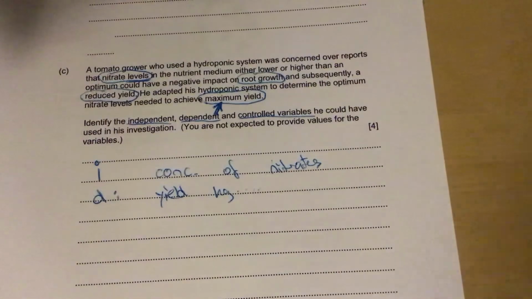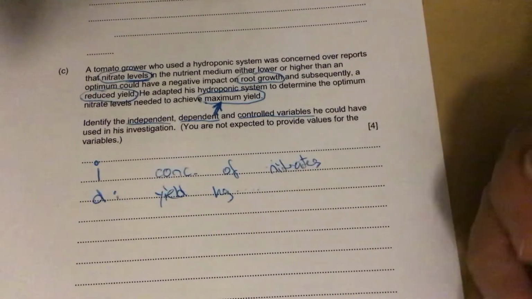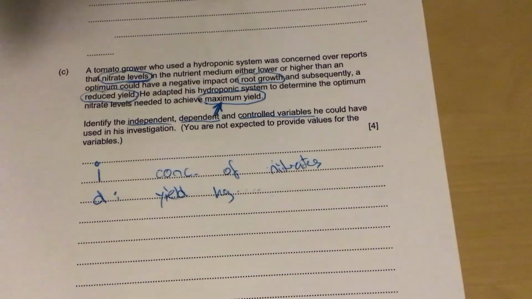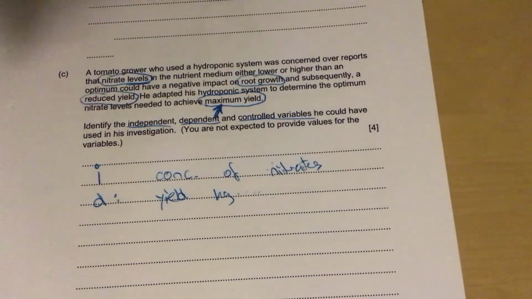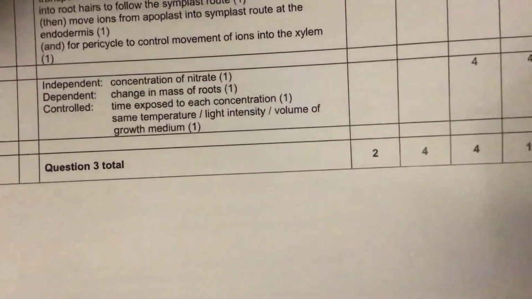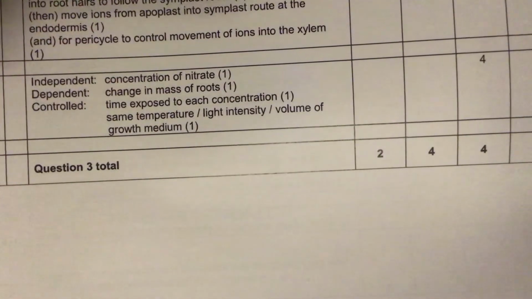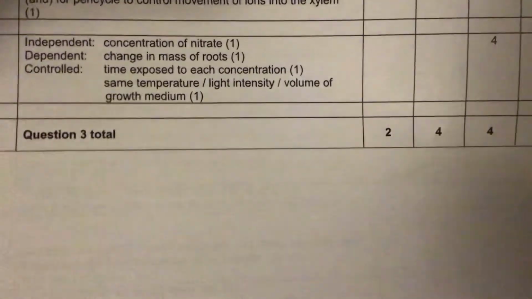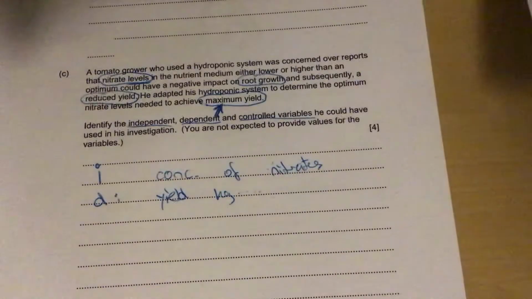For controls, so far 1 mark here, 1 mark there. For the controls, my word, the time exposed to each concentration, how much light, how much volume of growth solution you would have had, the temperature of it, you name it, you could have given quite a few there to get that last mark. And that is it. Question 3 already done.